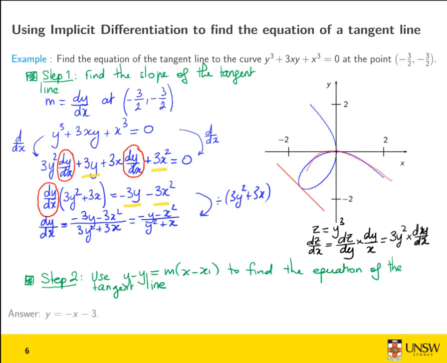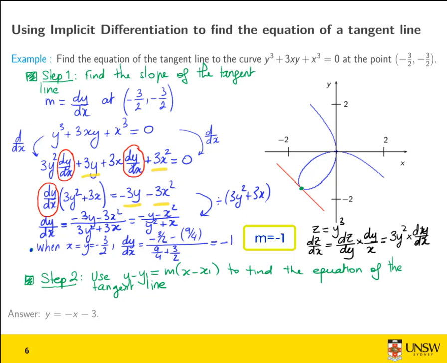Now we're not interested in all the points, we only want this one, the one with coordinates negative 3 halves, negative 3 halves. So we just sub this in. So we get minus 3 halves minus 9 over 4, over 9 over 4 plus 3 halves. And if you look, you notice that the top and the bottom are just opposite, which means that when you divide, you will get negative 1. So step 1 completed, we found the slope.